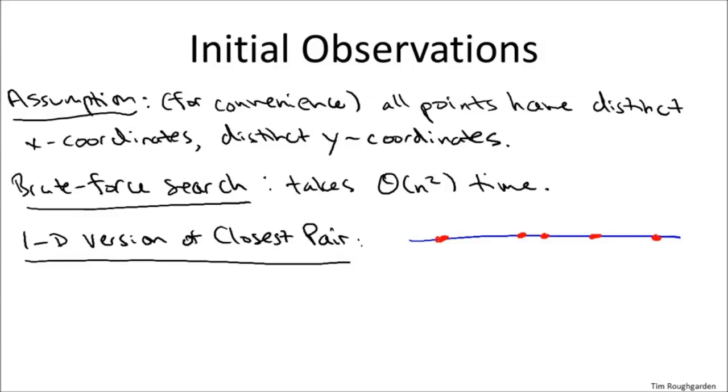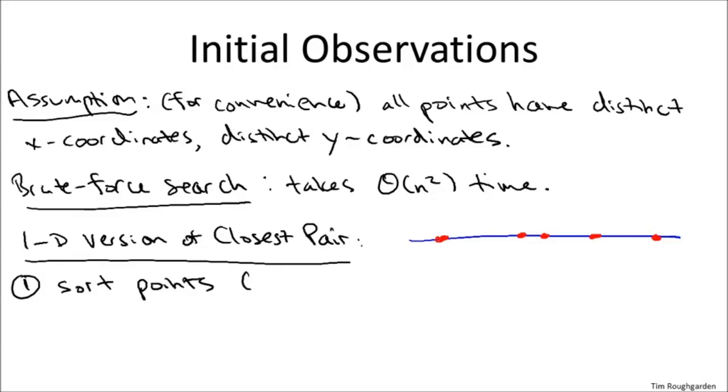So a way to solve the closest pair problem in 1 dimension is to simply sort the points, and then of course the closest pair better be adjacent in this ordering, so you just iterate through the n-1 consecutive pairs and see which one is closest to each other. So more formally, here's how you solve the 1-dimensional version of the problem.